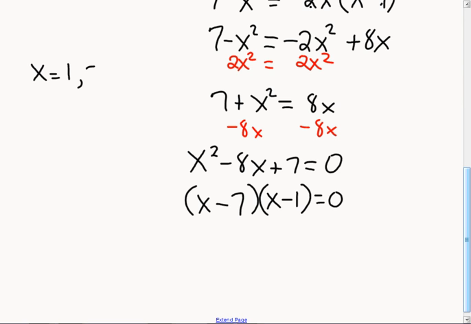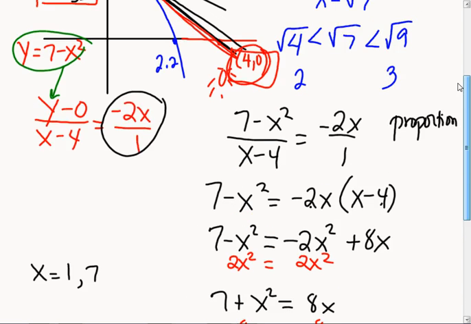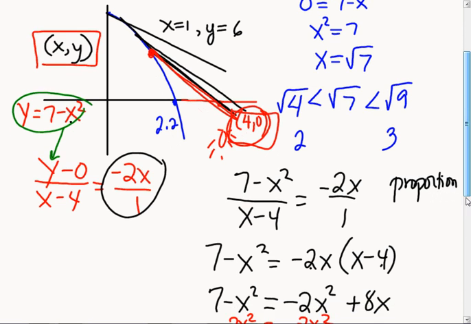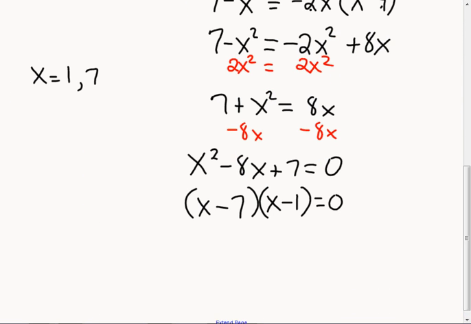7 and 1. Now, I want the point on the curve where the fly first sees the spider. So well, let's look at my picture. Is it 1 or is it 7? It's 1. So x equals 1. What's y equal to there? 7 minus x squared. 6. Well, the 7 is true. But the problem is, let me see if I can draw a better picture.